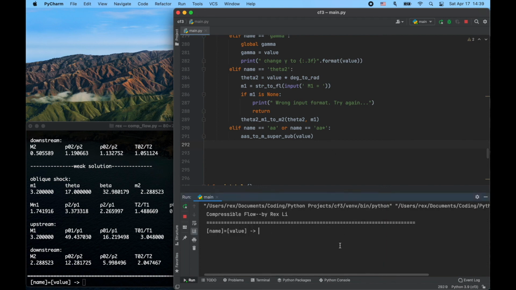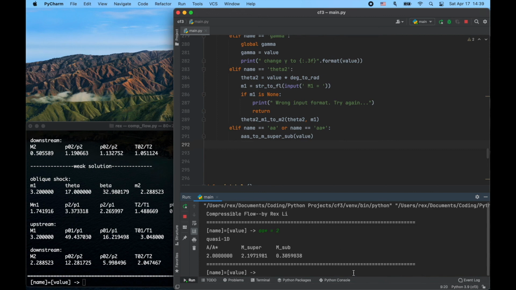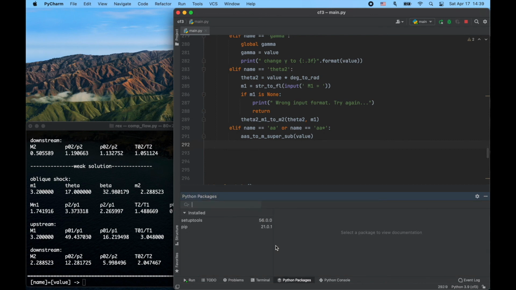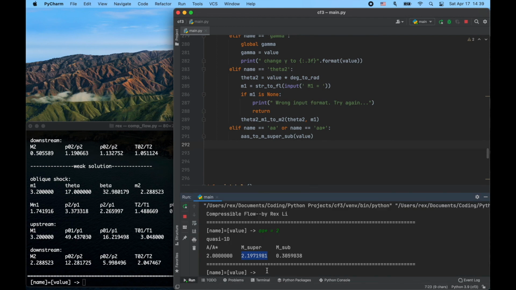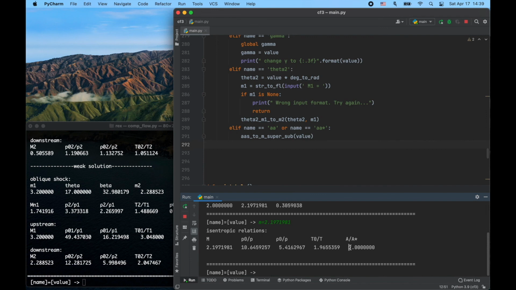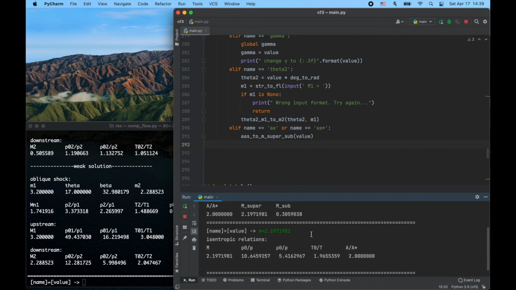The two solutions for Mach number, one is subsonic, the other is supersonic. And let's see if this one is correct. If we give it back the Mach number, the A/A star is indeed 2. And what if it's subsonic? Then M is that. Yep, it's correct. I think this is everything we have so far.